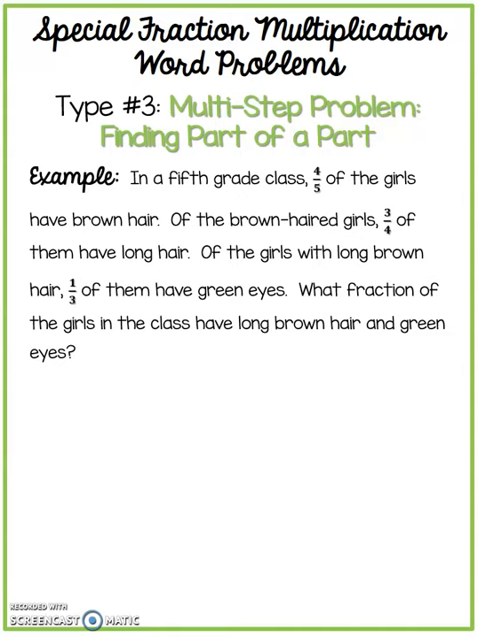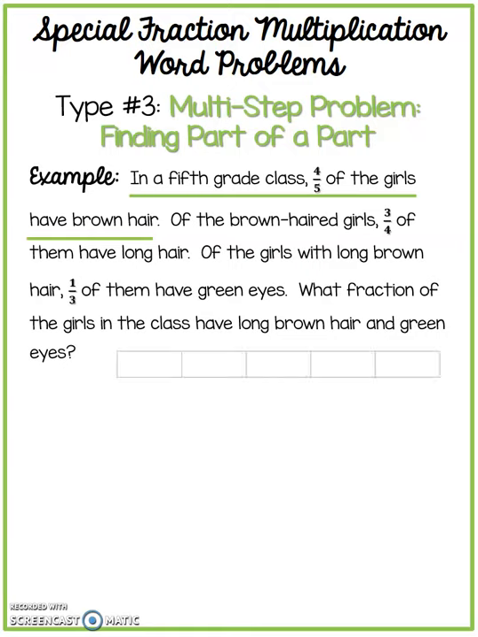Okay, so I gather from this story problem that the person is trying to figure out what fraction of the class has long brown hair and green eyes. And we can attack each sentence of this word problem kind of like a puzzle. So the first sentence tells me that in a 5th grade class, 4/5 of the girls have brown hair.